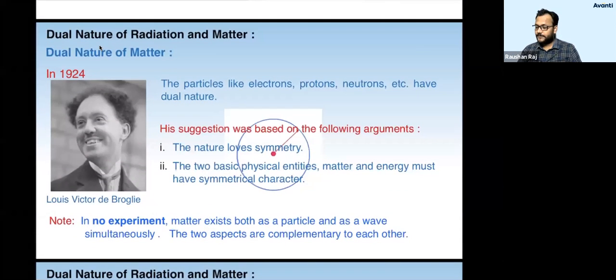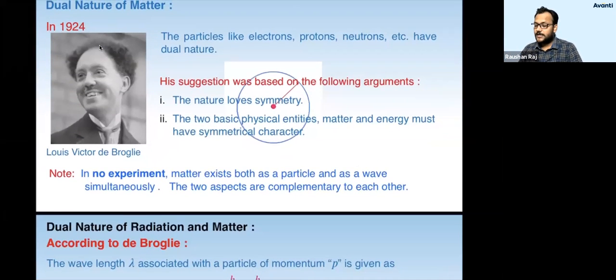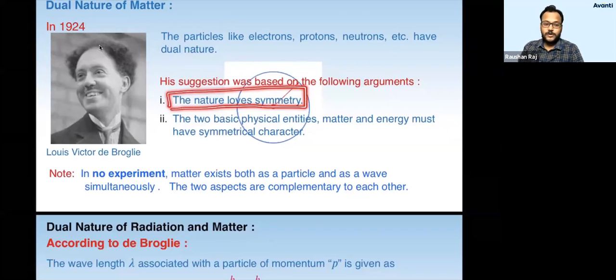So what was his theory? He told particles like electrons, protons, neutrons, etc. have dual nature. Why? Because they have very high speed. तो क्या उनका सजेशन क्या था? What was his suggestion? His suggestions were actually based on two arguments. पहला, the nature loves symmetry. If someone asks you what is the de Broglie hypothesis, तो what is that? Nature loves symmetry.